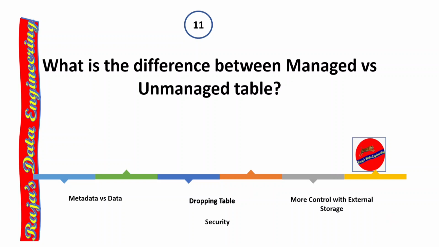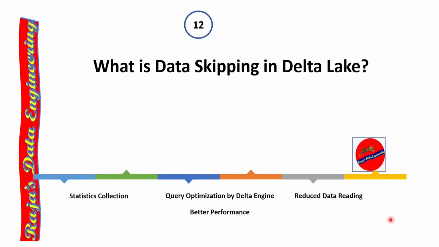Right. Moving on to the next question. What is data skipping in Delta Lake? Data skipping is one of the concepts, or one of the internal properties of the Delta engine, using which it is efficiently performing the data operations.